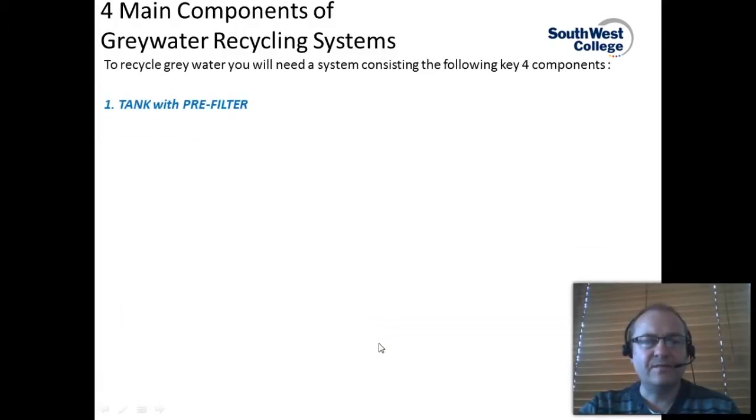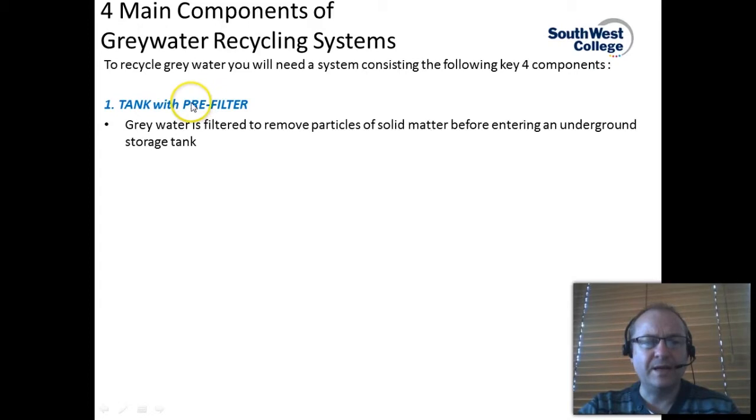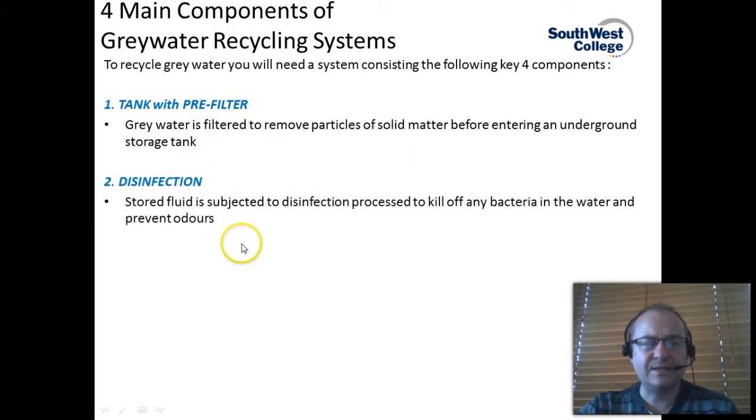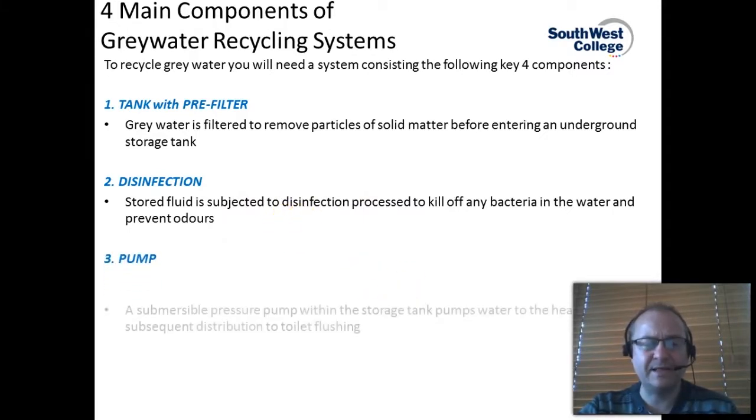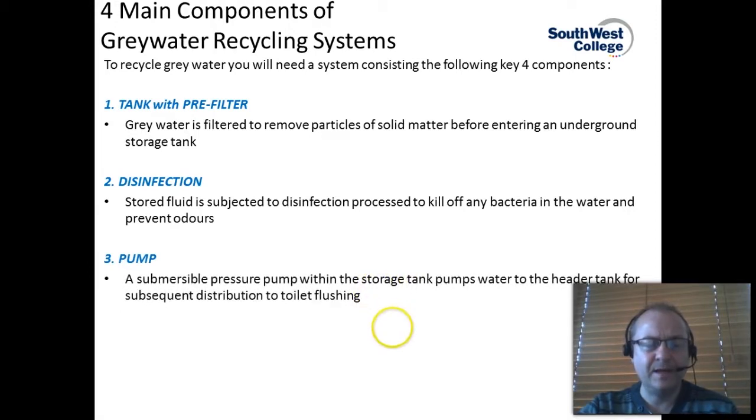So just to summarise, the four main components of greywater recycling systems for domestic applications would be a tank with your pre-filter. So you have your greywater filter to remove solid particles before it enters your underground storage tank. You'll have a disinfection system. That's where your stored fluid is subjected to a disinfection process or chlorination, and that's basically to kill off any bacteria in the water and to prevent smells or odours developing.